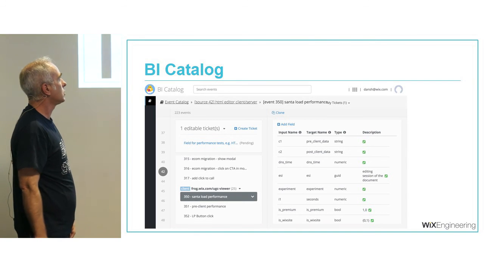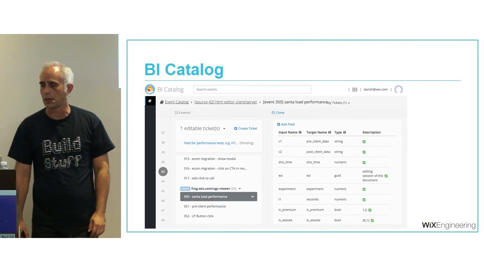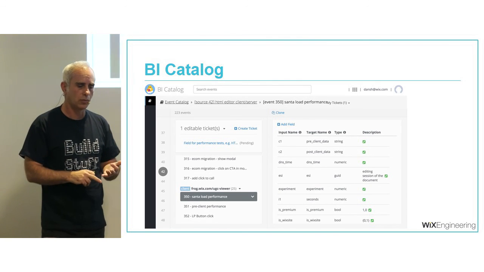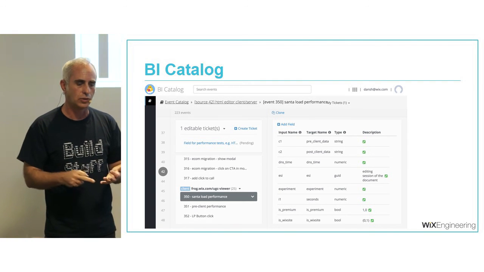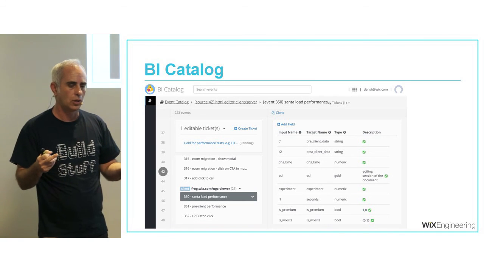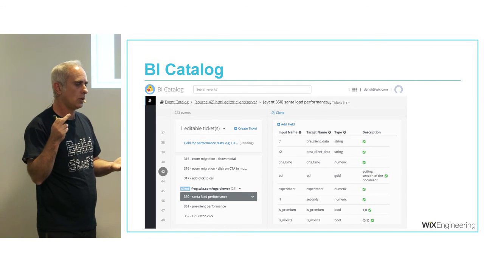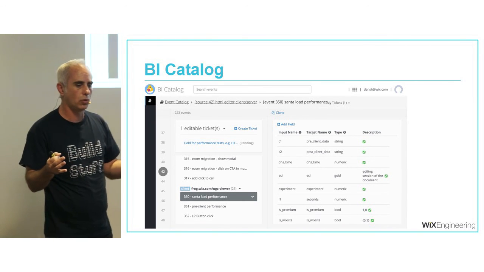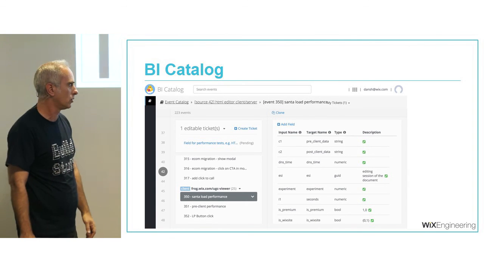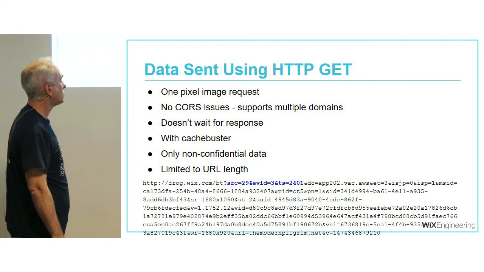Unfortunately, you probably can't see this very well in the back. This is the interface for our BI catalog application. Basically, it lets the developers define custom events, making sure that event IDs are unique, and specify the fields for events. The fields can be strings, numbers, or Boolean values, and if you want something more complex, you can just take some JSON and stick it into a string field. It makes it more difficult to parse, but still workable.